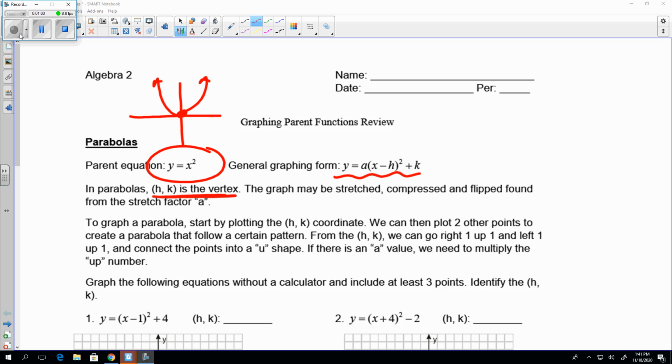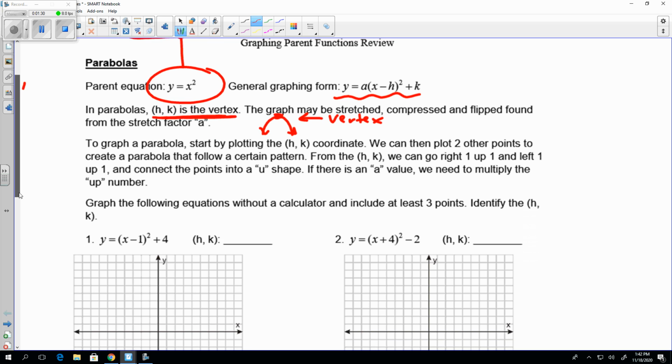If the parabola looks like this, the parabola might be flipped upside down. For example, it would look like this. The vertex would still be up here at the top. So it's the highest or the lowest point in the center of the graph. So the graph might be stretched, compressed, and flipped, found from the stretch factor A. Right? And it also might be shifted left or right if there's that hk factor. So here we're going to focus on graphing a parabola, maybe a quick way if we're given this graphing form.